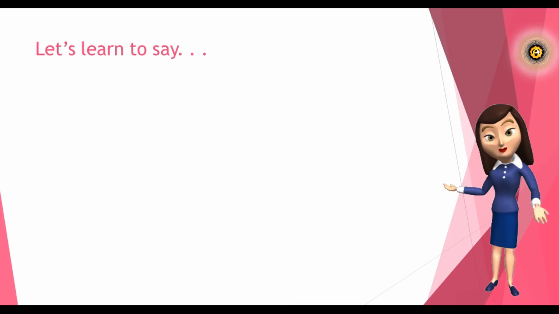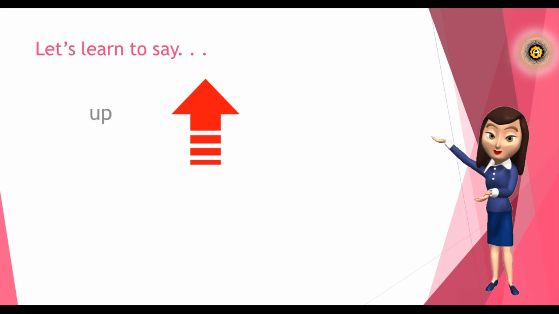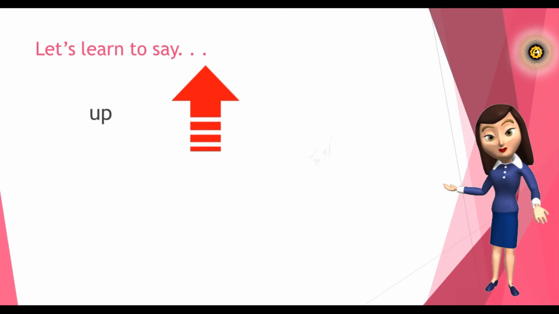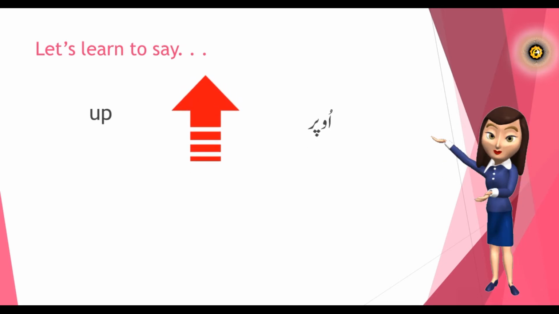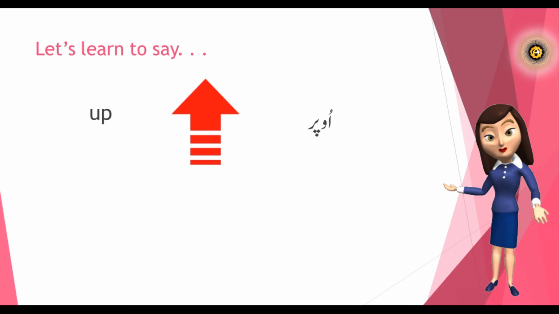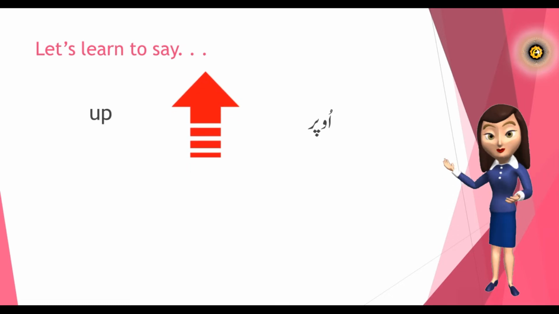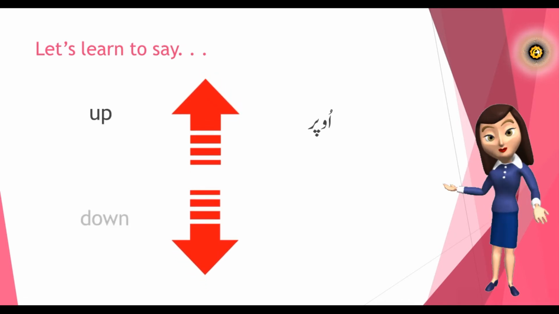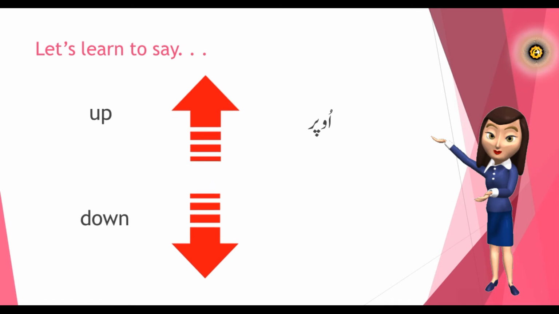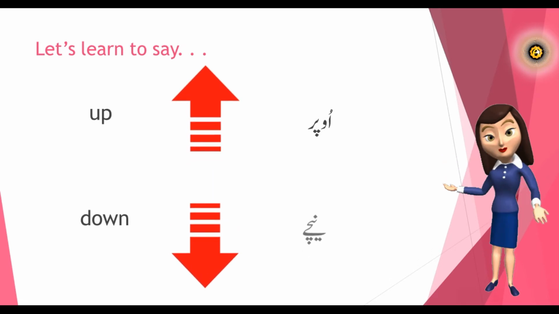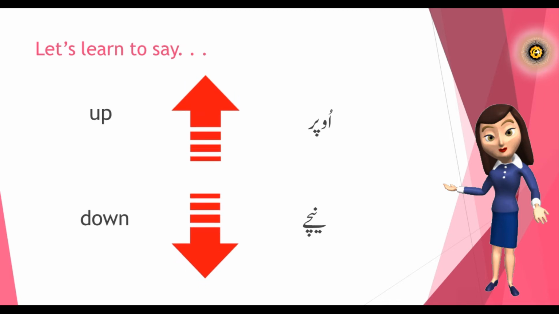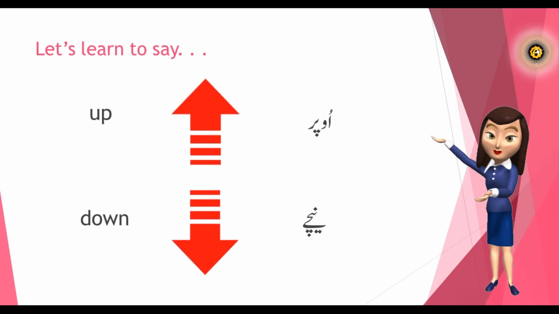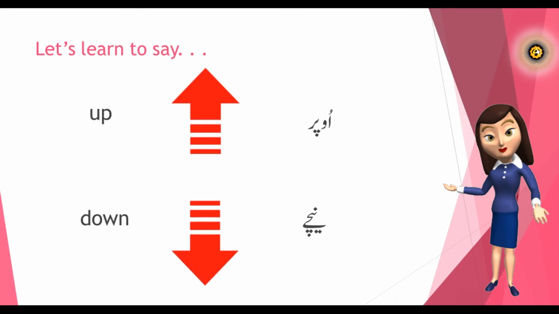Alright? Okay, now let's learn to say up. In English we say up and in Urdu upar. Upar. Up. Upar. Then down. In English we say down and in Urdu it is niche. Niche. Niche. Let's repeat one more time.